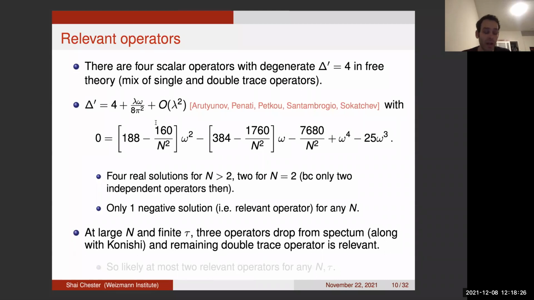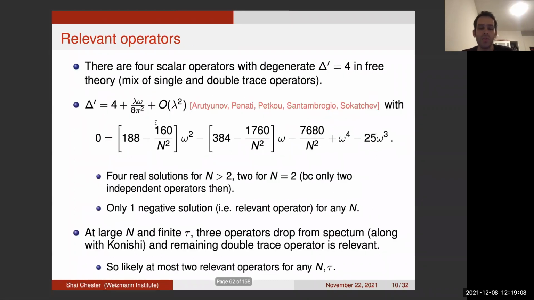Another limit you can look at, besides weak coupling, is the limit of large N and finite tau. In that case, you can use general intuition about large N to see that 3 of these operators drop from the spectrum because they involve single trace operators. Similarly, the Konishi drops from the spectrum because it's single trace. And so the only one that survives is a double trace operator, which is the one that's relevant. So in one limit, which is large N and finite tau, there's one relevant operator. And in the other limit, which is weak coupling, there are 2 relevant operators. So it's reasonable to conjecture that probably for any value of N and tau, there are at most 2 relevant operators. Although this is a guess. We don't know for sure.